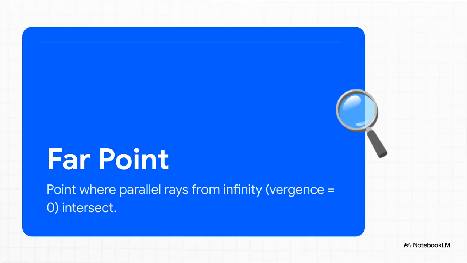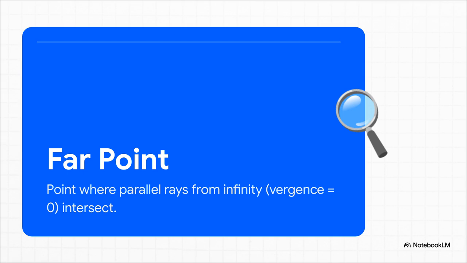So to really get this, we have to start by understanding the far point. By definition, the far point is the specific point in space that is perfectly conjugate to the retina of an unaccommodated eye. Think of it like this. If you place a tiny point of light right at an eye's far point, where vergence is exactly 0, those light rays will naturally perfectly focus right on the retina.